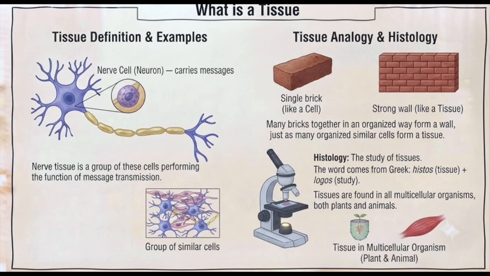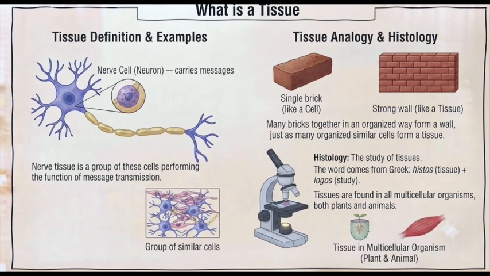Did you know the study of tissues is called histology? It comes from the Greek words histos meaning tissues and logos meaning study. And here's something important to note. Tissues are found in all multicellular organisms, whether it's plants or animals.